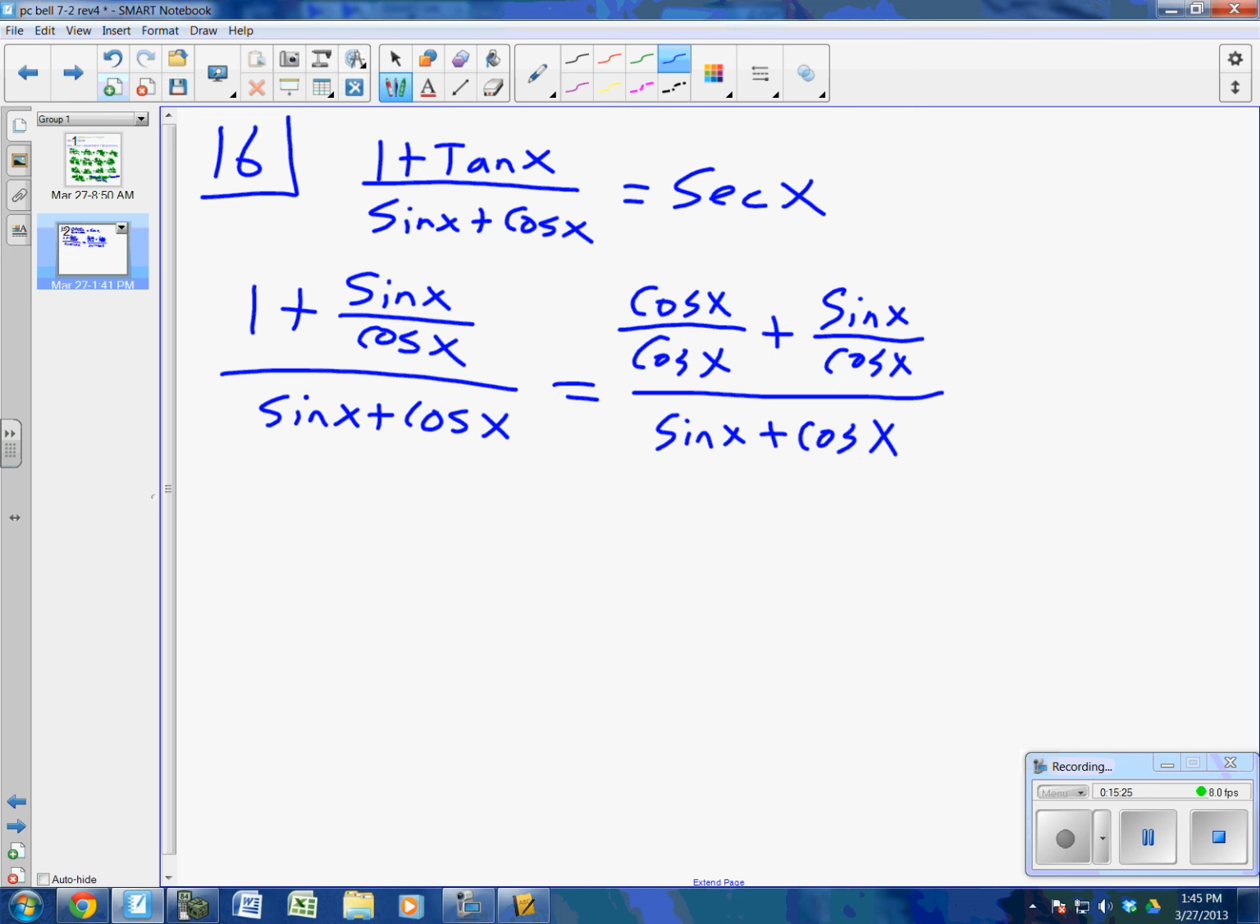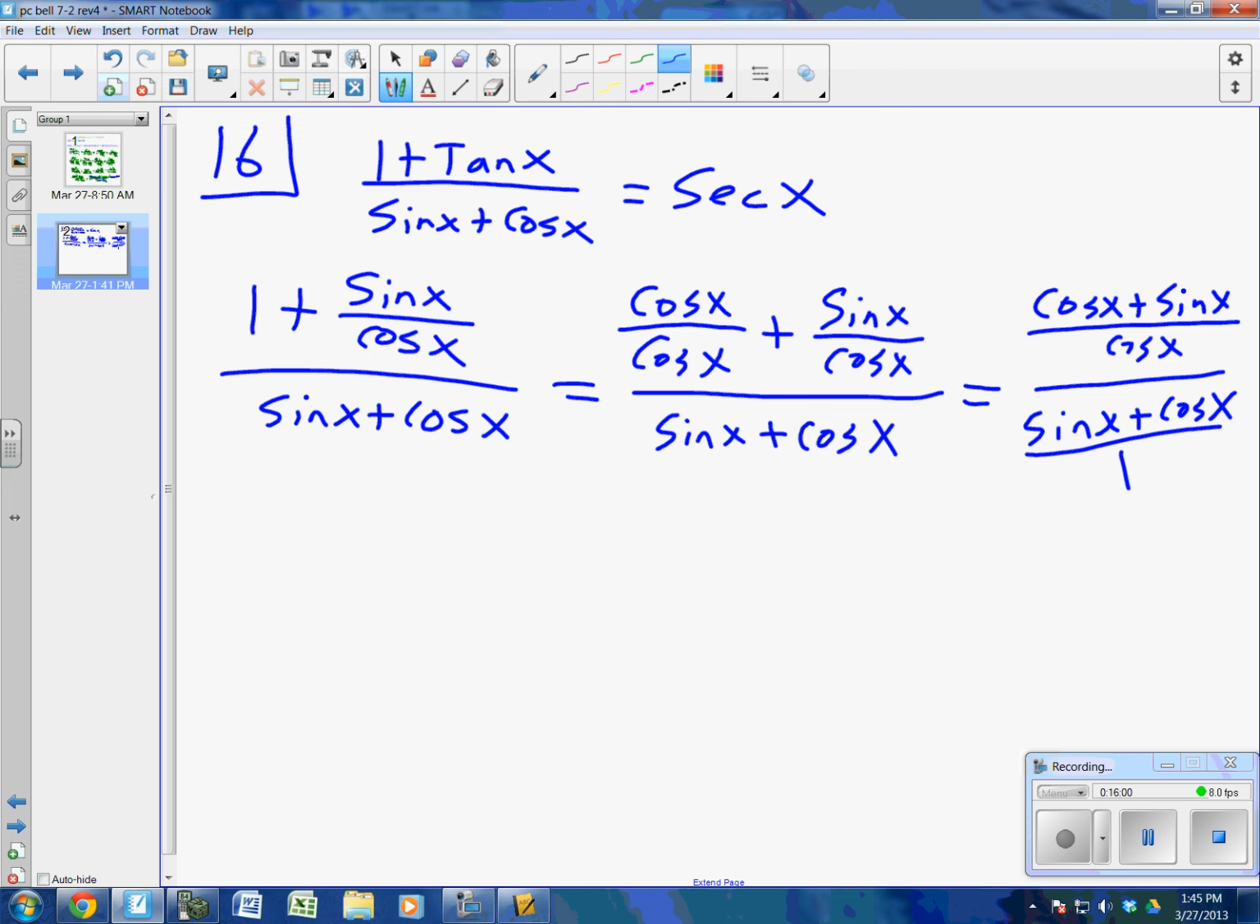Okay? What do you think? Combine them. Okay, let's combine them. What would it be? All over cosine of x, all divided by sine of x plus cosine of x. Now, you guys, where's my main fraction bar? Is it the top one or the bottom one? The bottom one, right? So could I make that a fraction by doing that?